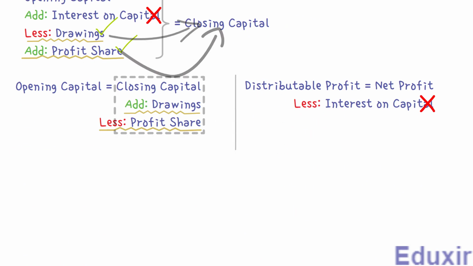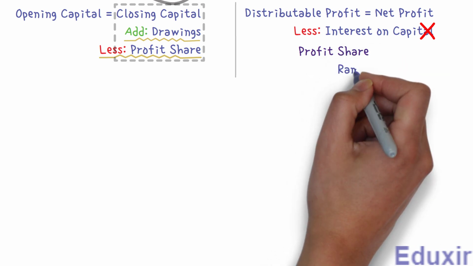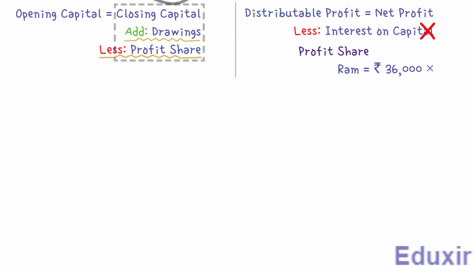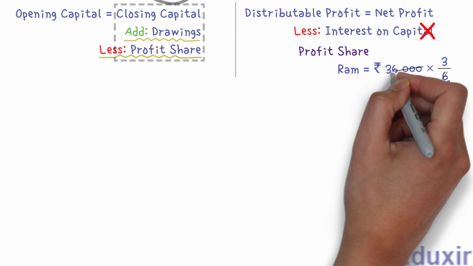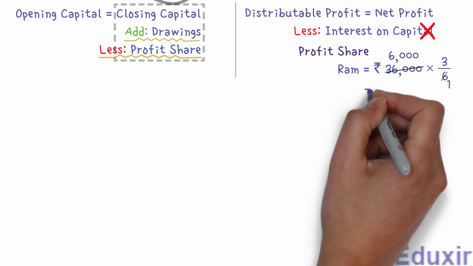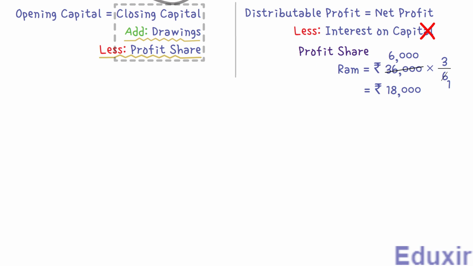Considering this, the profit share of the partner Ram will be equal to the total net profit amount of 36,000 rupees multiplied with his profit sharing ratio 3 upon 6. Cancelling with 6, 6 ones are 6, 6 sixes are 36, leaving 6,000. Now, if we multiply the remaining 6,000 rupees and 3, we get 18,000 rupees. This is the profit share of the partner Ram.